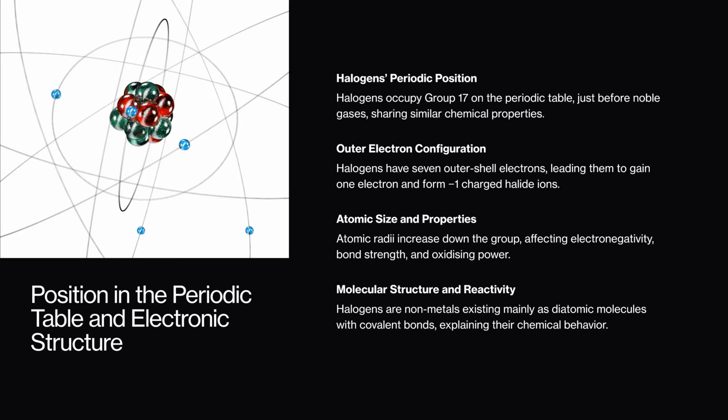Down the group, the number of occupied electron shells increases, leading to larger atomic radii. This increase in size has a significant effect on properties such as electronegativity, bond strength, and oxidizing power. The high electronegativity of halogens, particularly fluorine, explains their strong tendency to attract electrons and form ionic compounds with metals. The periodic position of halogens also explains why they are nonmetals and why they often exist as diatomic molecules, such as Cl₂ and Br₂, joined by a covalent bond.